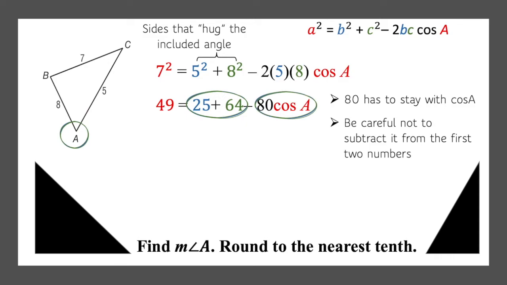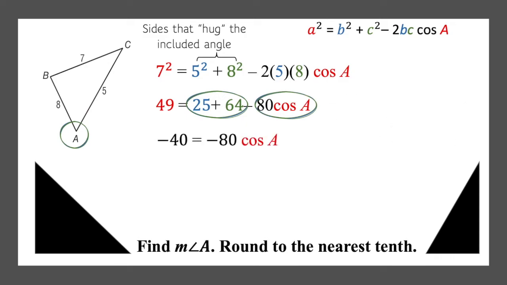So 25 plus 64, we'll subtract that from both sides, and we get negative 40 equals negative 80 cosine A. Divide both sides by negative 80, so we know that cosine A equals 1/2. Now to find the measure of the angle, we need to take the inverse of 1/2. So cosine inverse 1/2 equals A, so we know that A is 60 degrees.